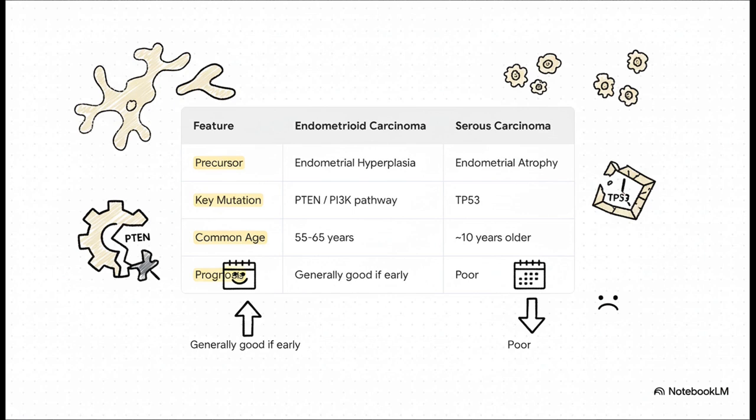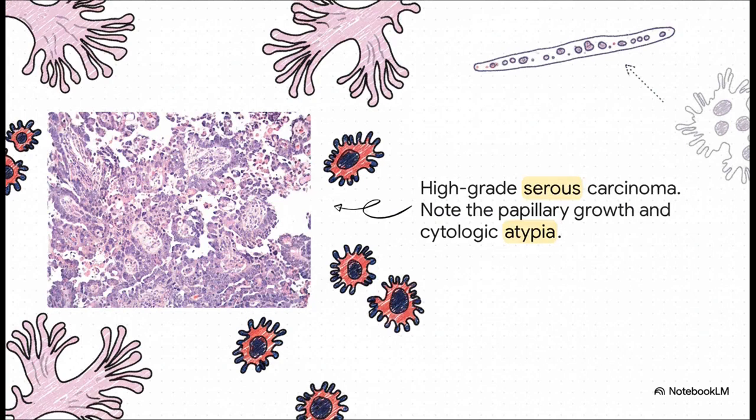But serous carcinoma, totally different story. It arises from an atrophic or thin endometrium. And the key mutation isn't PTEN, it's TP53. These are two fundamentally different diseases. And here's what that serous cancer looks like under the microscope. Just look at it. It's got these finger-like papillary structures, and the cells look really, really bad. Very aggressive. And remember, unlike the other type, this one pops up in a thin, atrophic endometrium.